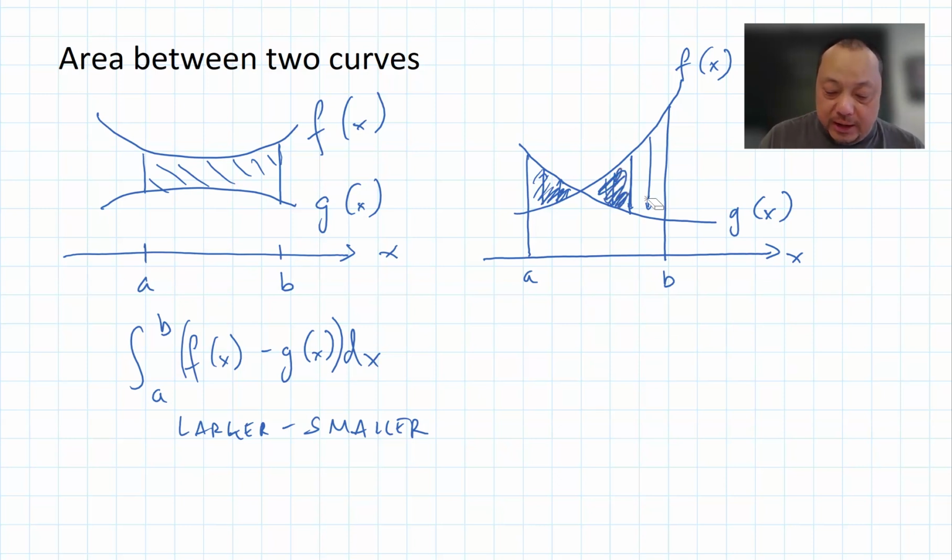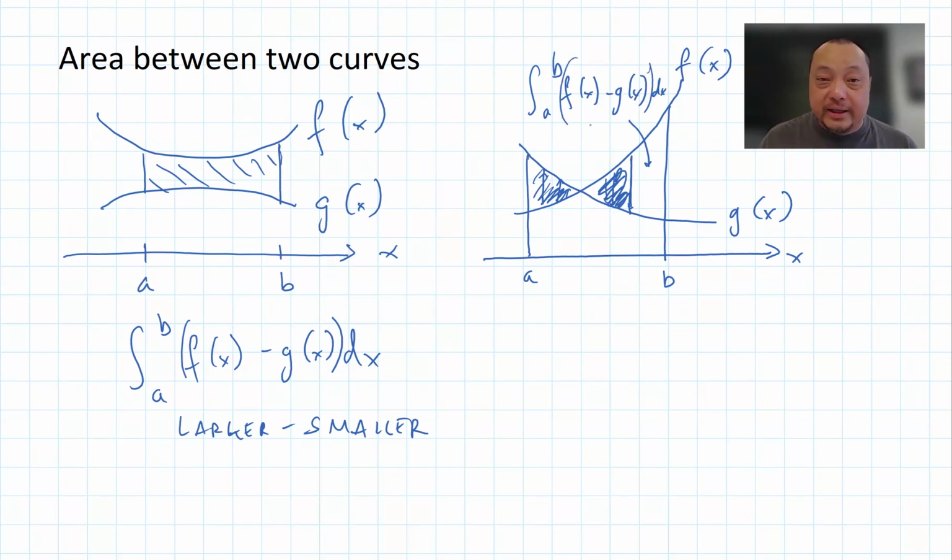It'll cancel out that part here that's positive. And if I do the integral from a to b of f(x) minus g of x, I only get this part. So the integral from a to b of f(x) minus g of x dx only gets me that part. It does not get me the whole area. How do I do it then?